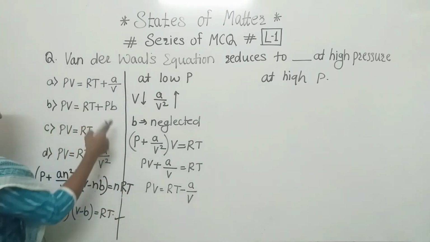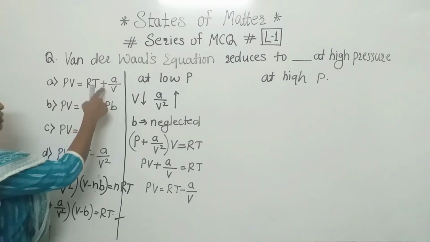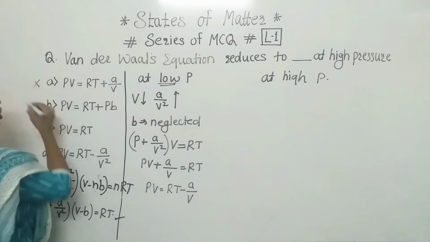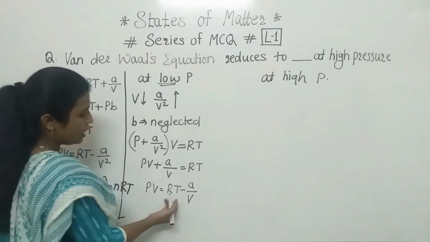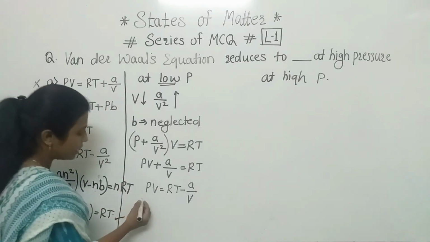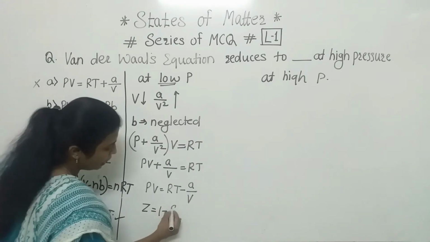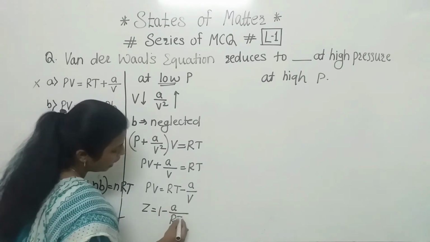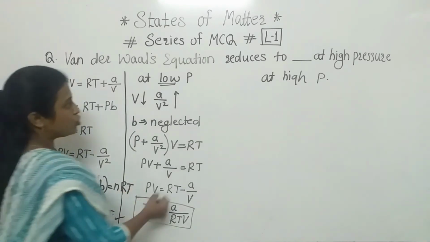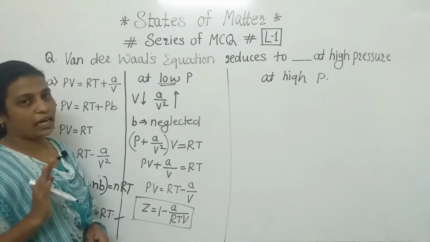See, this equation is also given here, but they have given a plus sign, and if we consider the equation for low pressure, this is not the equation. Clear to everyone? After that, sometimes the option will be like that also: Z = 1 − a/RTV. That is also one possibility. So in this way we have completed the van der Waals equation at low pressure.